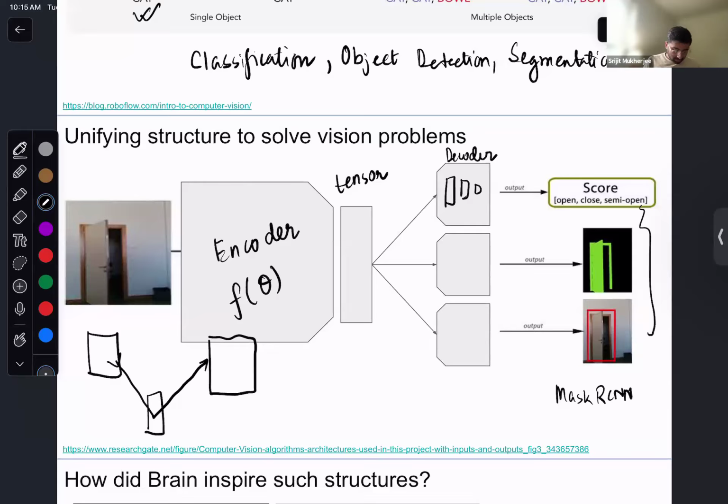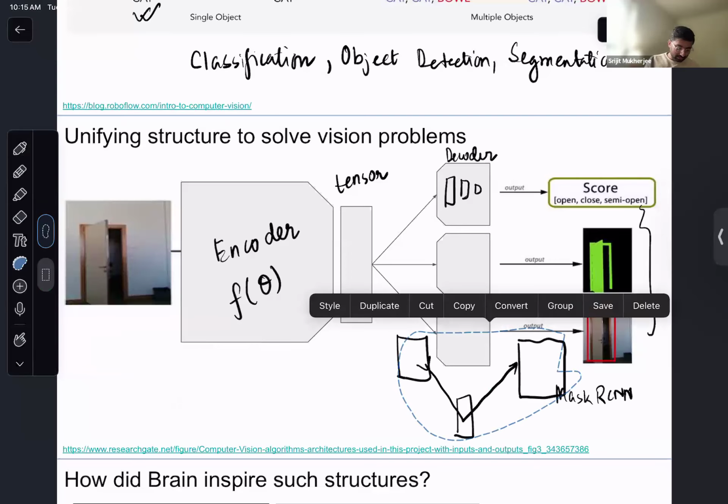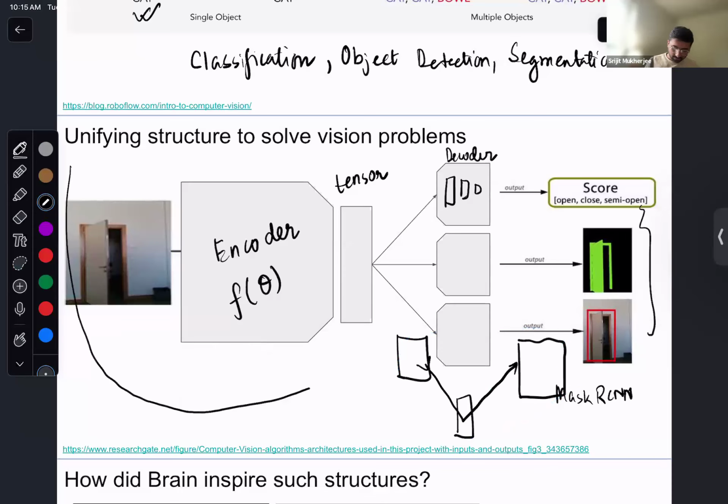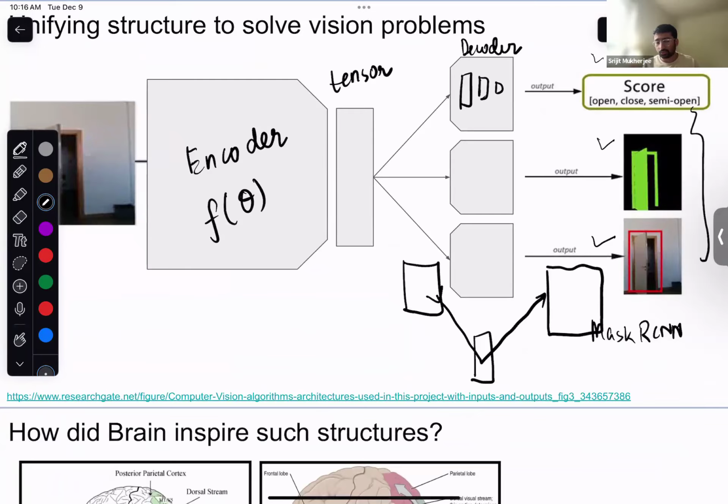But the main part is this part. So often what people do is, as I said in Mask R-CNN, we use the same encoding, the tensor, to do all the tasks. You see all of them have labels out there: object detection, segmentation, and so on.